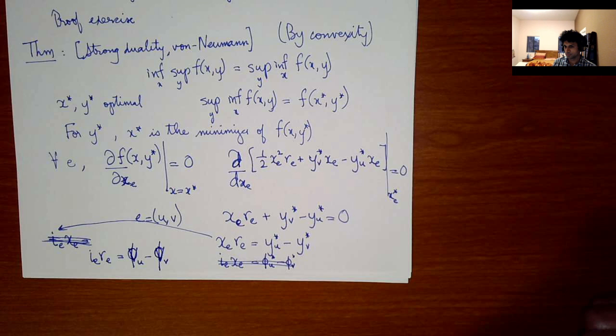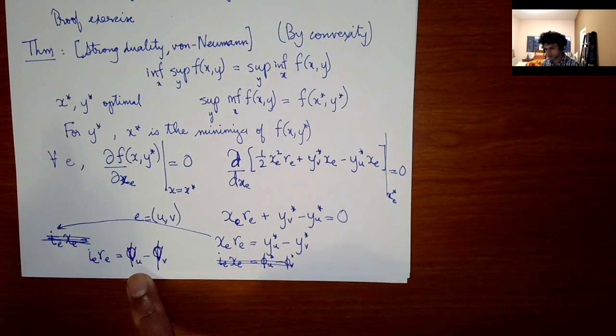It has a name. IE is current. RE is resistance. So what is phi? Voltage. So what is this called? What is the name of this thing?